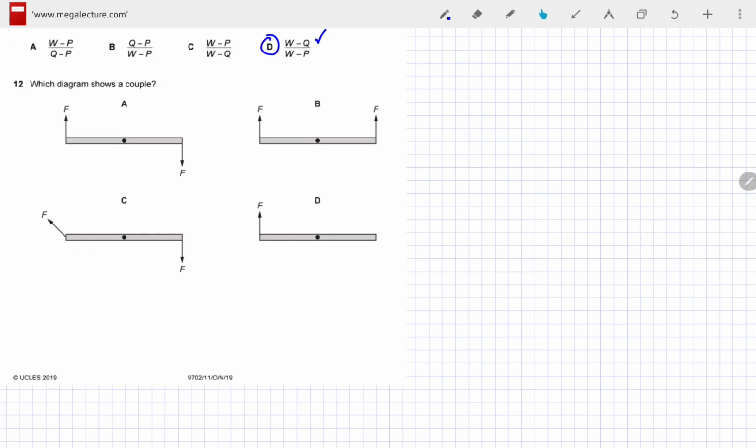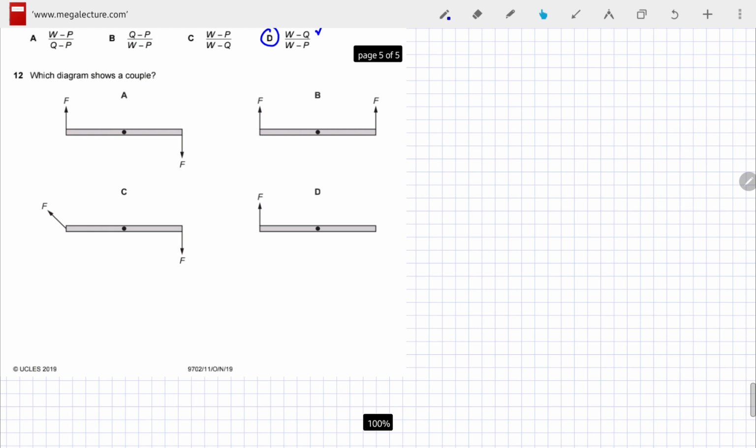Question number 12 says, which diagram shows a couple? So we know that a couple has three characteristics. One of them is the forces have to be of the same magnitude, the directions must be opposite, that's the second one, and the third one is that the lines of action of these forces must not coincide with each other.